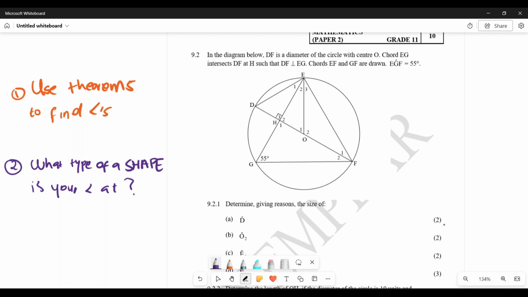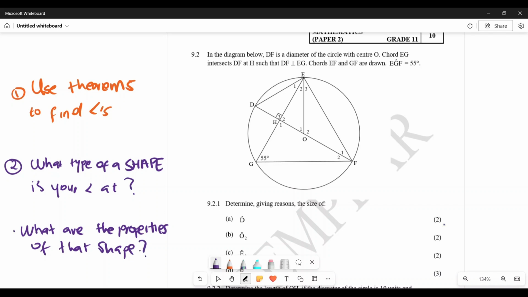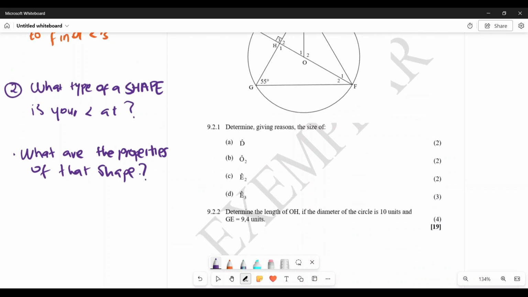After you've identified the shape, ask yourself what are the properties of that shape. From there, after you have identified the properties, try to use those properties to solve for your angle.